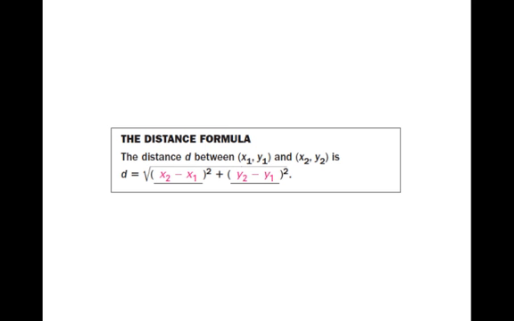If you will recall, the distance formula is as follows. The distance d between two points, (x1, y1) and (x2, y2), is d equals the square root of (x2 minus x1) quantity squared plus (y2 minus y1) quantity squared. So the difference of the x's squared plus the difference of the y's squared, then you take the square root of it.